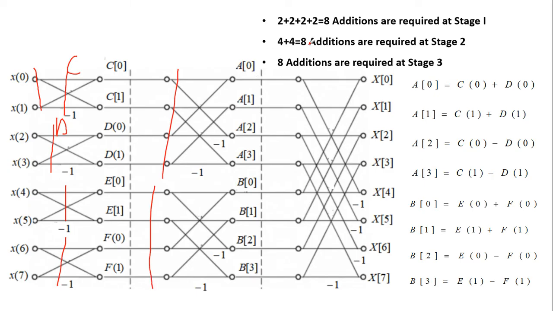that 8 combinations. So there are a total of 8 additions at stage 1: 2 additions, 2 additions, 2 additions and 2. So 8 additions here, 4 plus 4, 8 additions on stage 2, and on stage 3 8 additions are there. So in this way we are drawing.